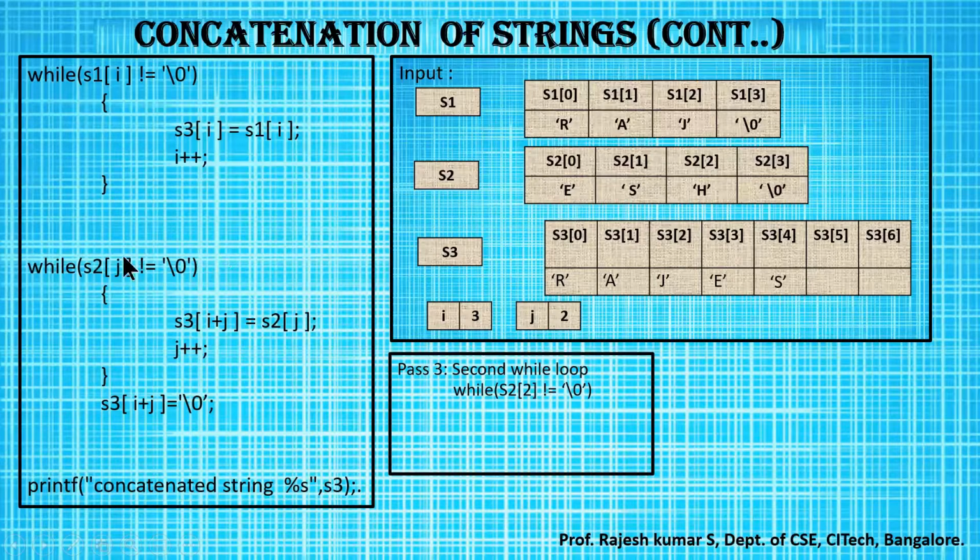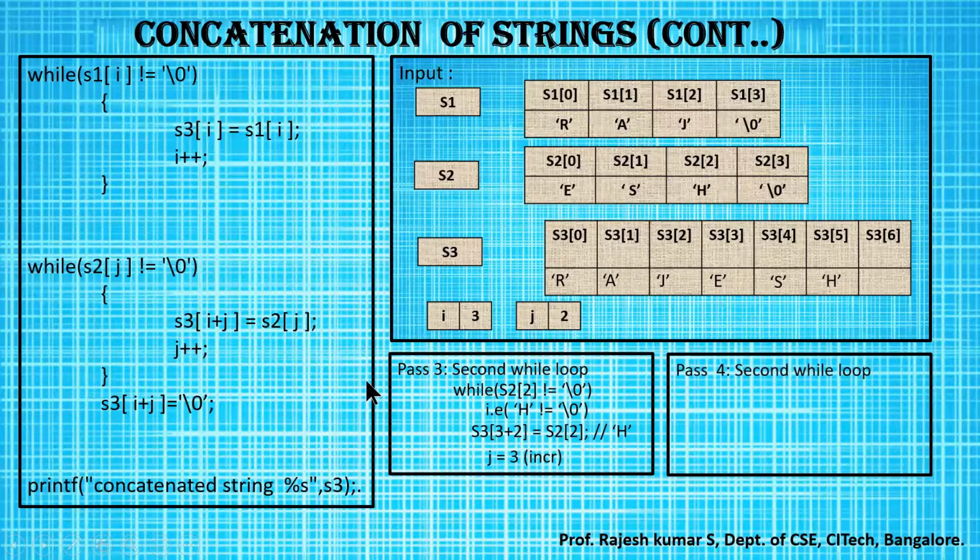Now the i value is 3, and the j value is updated to 2. Again, in the next loop, we'll check whether S2 of 2 is not equal to null. S2 of 2 is H. Is H not equal to null? Yes. When the condition is true, we copy it into the S3 array. So S2 of 2 is H. H is copied to the location S3 of i, which is 3, plus the updated j, which is 2. 3 plus 2 is 5. At this particular location, we are copying H. Then we increment the j value. j becomes 3. Now we are checking whether S2 of 3 is not equal to null. No, it is null. The condition becomes false.